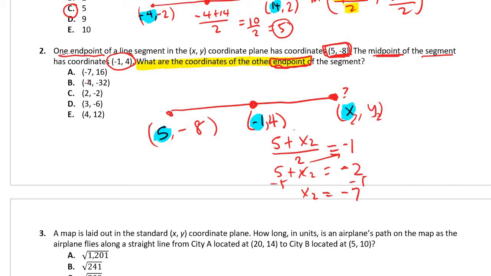Now, this is ACT, so you're trying to save time. See, I don't need to go find the y coordinate, the other y2. I don't need it. You know why?